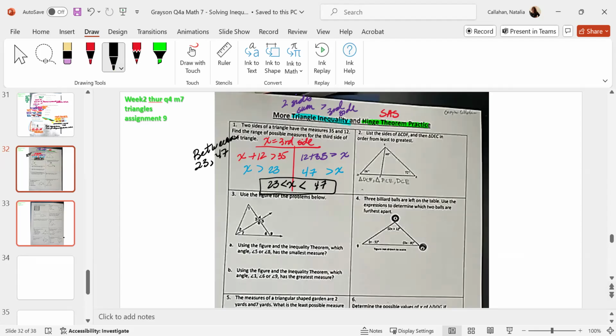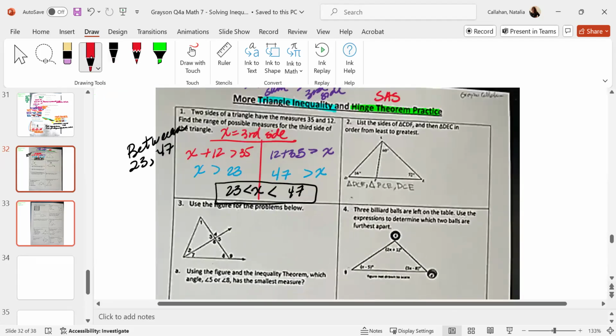Okay. Number 2, read it. List the sides of triangle CDF and then triangle DEC in order from least to greatest. I can't see anything here. What is this angle right here? What is that in letter? What about this one right here on top? C. And this one? And what's this one? F.